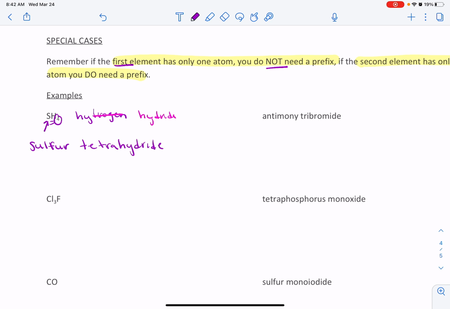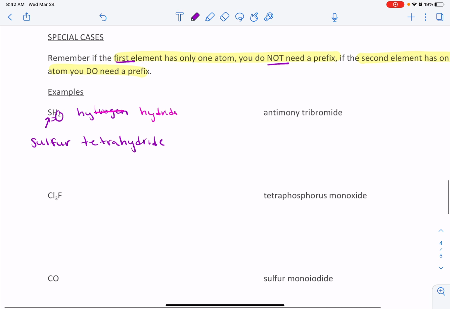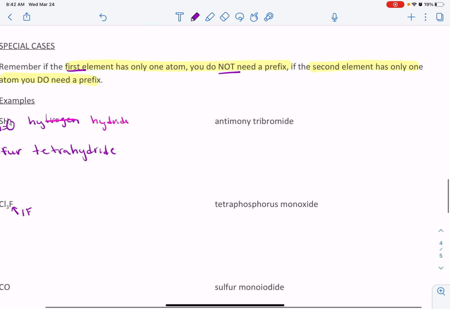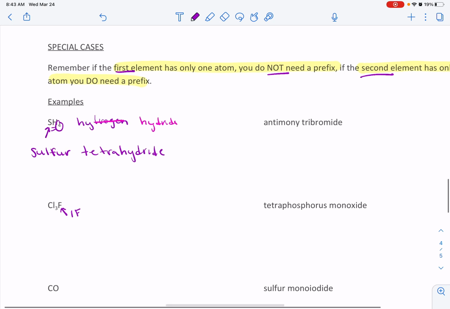Okay. Let's look at another example here. So in this case, Cl3F, F, the second one, is the one that doesn't have a number underneath it. So that means there's only 1 fluorine atom. So here, we say the second element, you do need a prefix. So I'm going to need a prefix for that fluorine. But let's start again with that first element, Cl3.